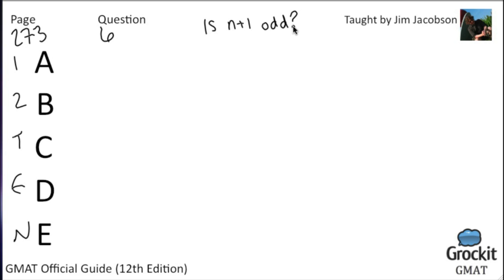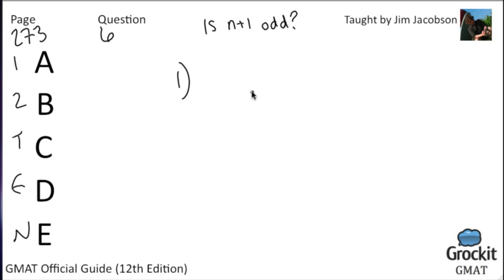Is n plus 1 odd? So really here, if n is an integer, is n plus 1 odd? What we're really wondering then is, is n even or odd? Because whichever one it is, n plus 1 will be the other one. So really we just need to know something in relation to n in sequence, something before or after it that tells us n's relative evenness or oddness.